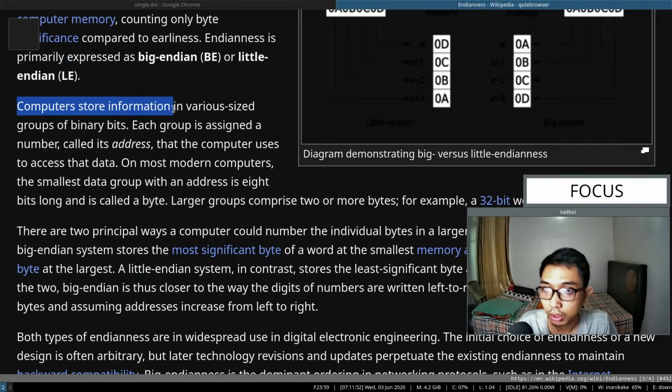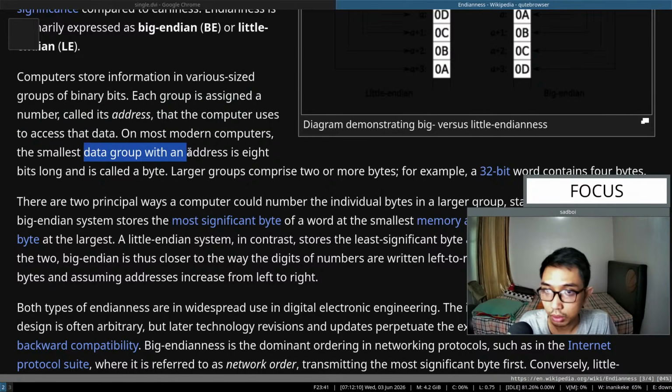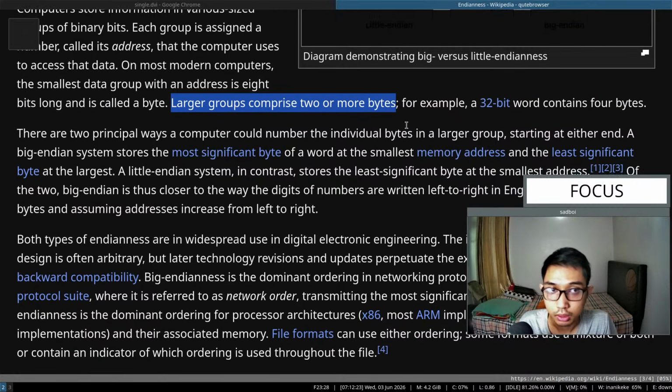Okay, computers store information in various size groups of binary bits. Each group is assigned a number called its address that the computer uses to access the data. On most modern computers, the smallest data group with an address is 8 bits long and is called a byte. Larger groups comprise 2 or more bytes. For example, a 32-bit word contains 4 bytes.